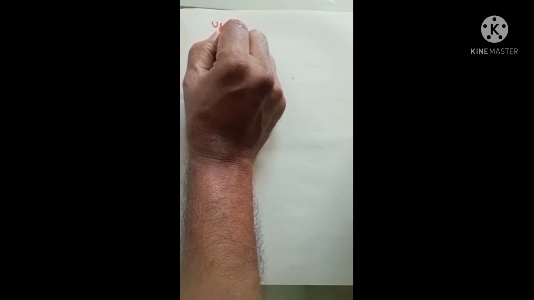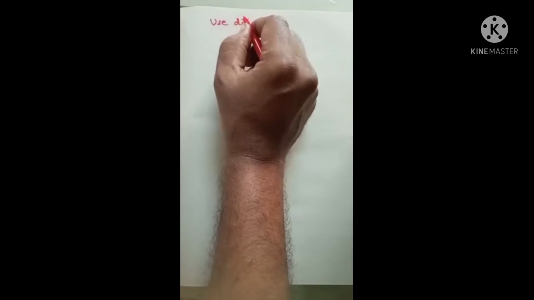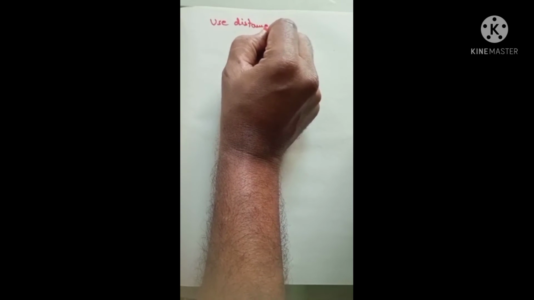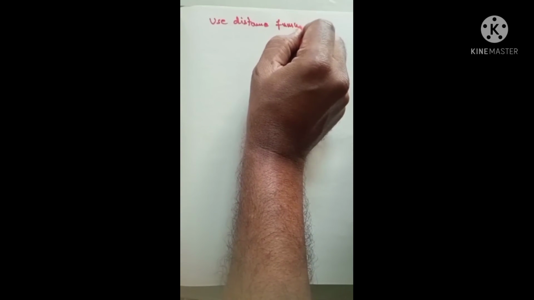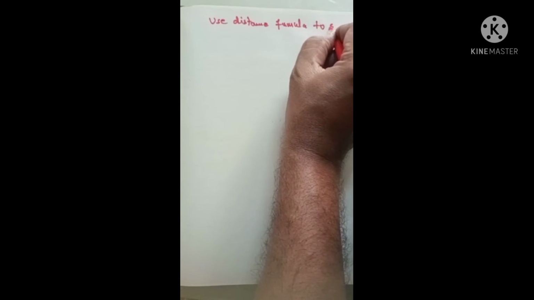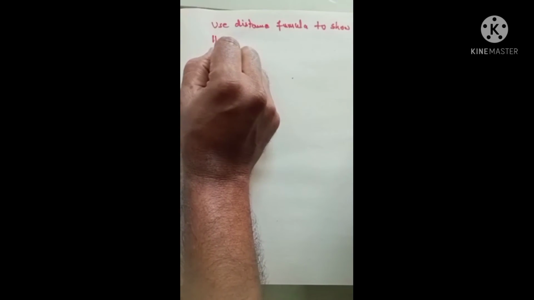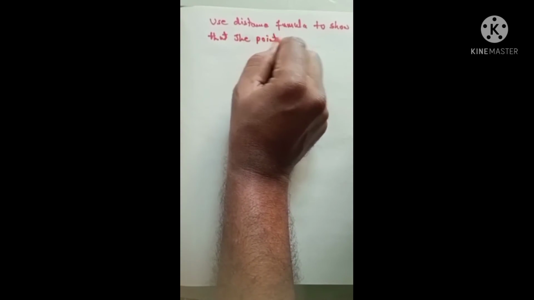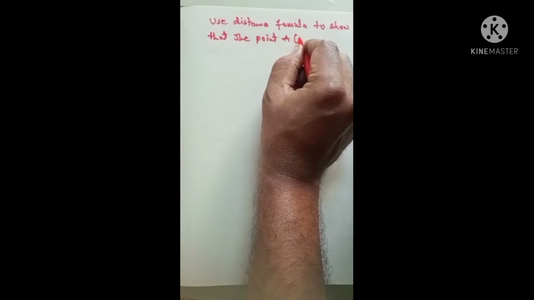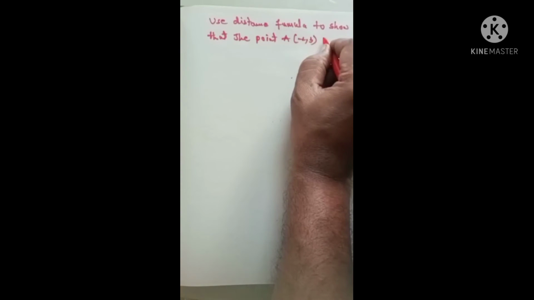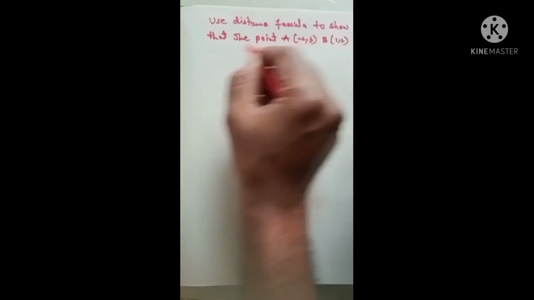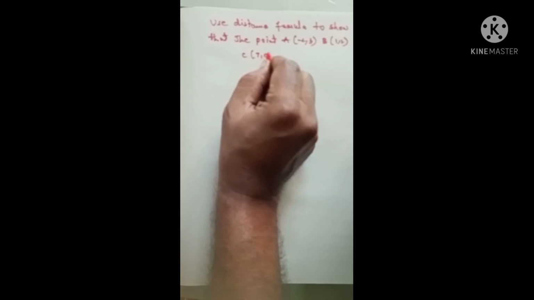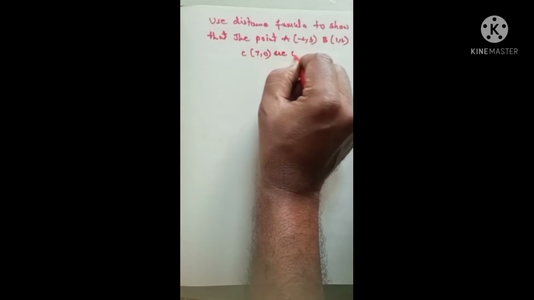Sometimes in your coordinate geometry, he will ask direct questions also. The question is: use the distance formula to show that the points A(-2, 3), B(1, 2), C(7, 0) are collinear.